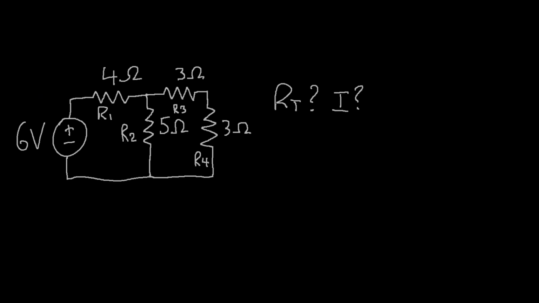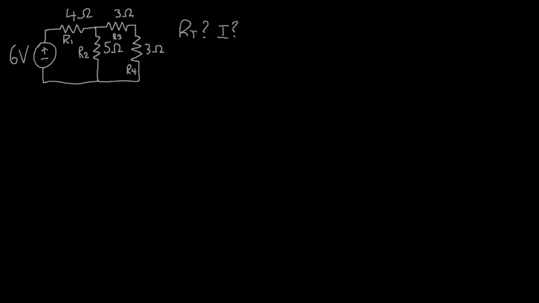Let's change things up and consider this circuit. What I want you to do is to find the equivalent total resistance and the total current flowing through this circuit. Take your time if you need to and pause the video. Let's start by summing up R3 and R4, since they are in series. It's a simple case of addition. 3 plus 3 is 6 ohms.